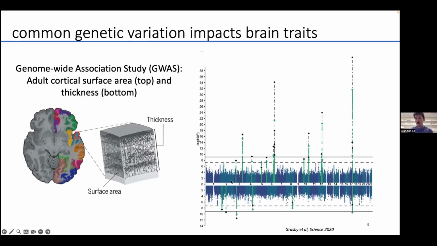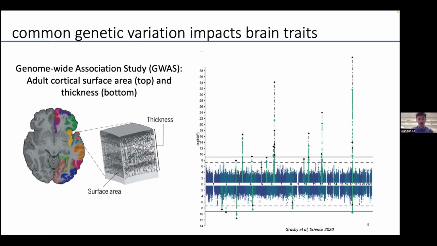And just to remind everyone what these plots are showing, we're laying out the genome along the x-axis with the chromosomes labeled here. Each dot represents one of these common genetic variants that may differ between people in the human population, and the height of these dots on the y-axis denotes their significance. You can see for both surface area and thickness, there are genome-wide significant variants that seem to impact the surface area and thickness of your brain.